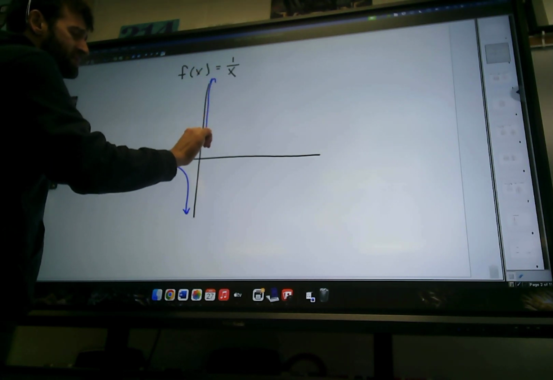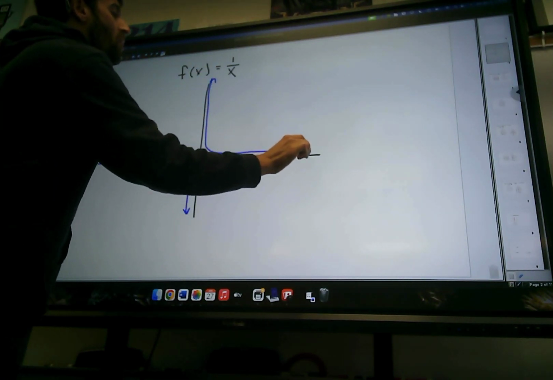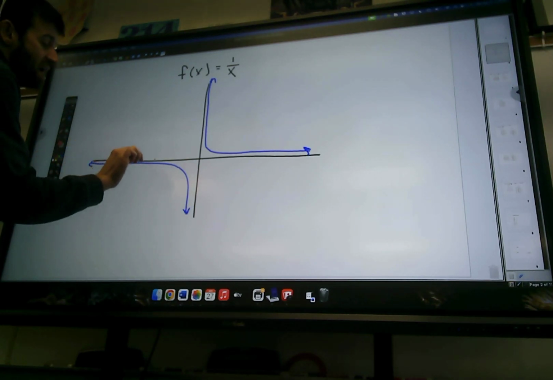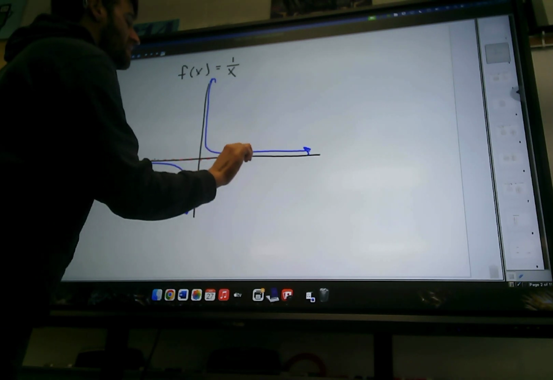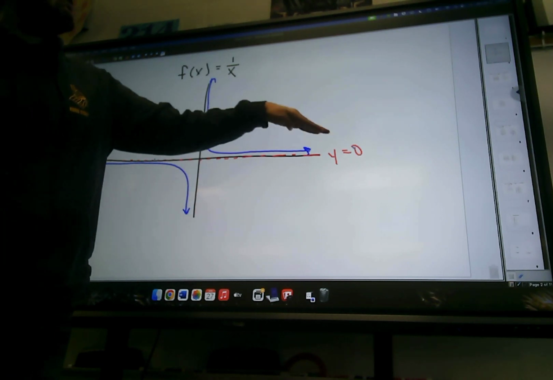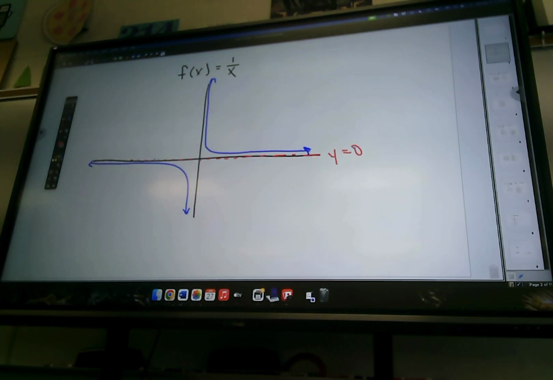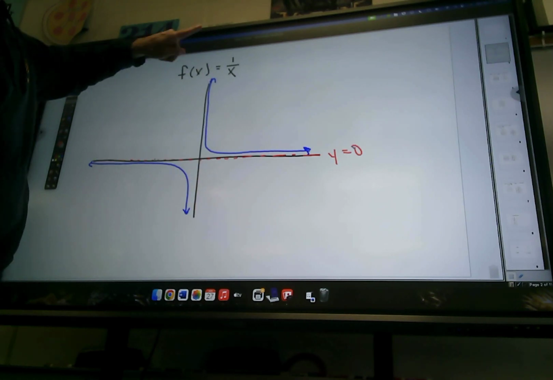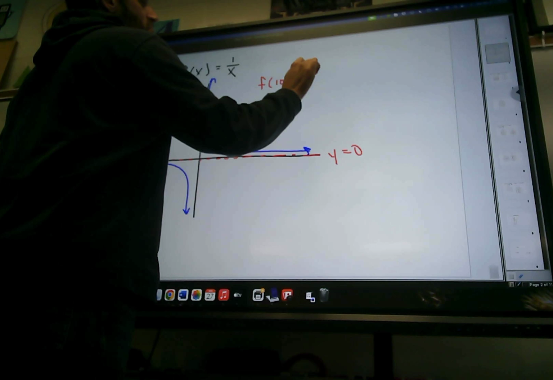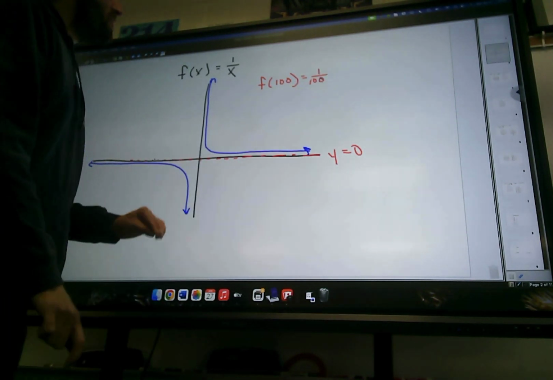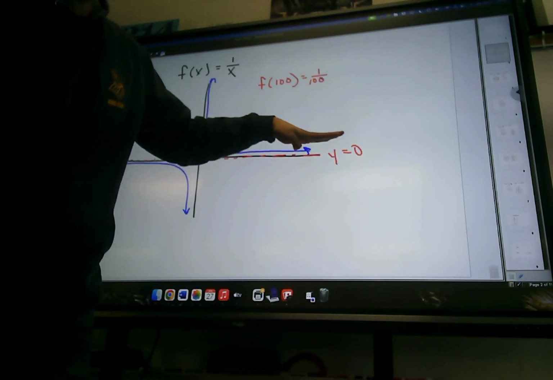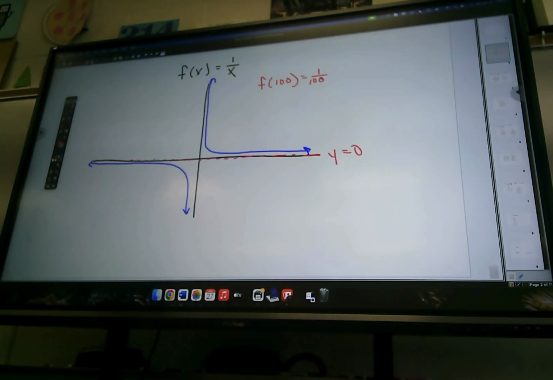Now, different rational functions can have different horizontal asymptotes, but what I can see is there is going to be a horizontal line, and in this case it's y equals 0, where that function is going to approach y equals 0, but it's never going to touch it. So let's take a look when x is 100. F of 100 is going to be 1 over 100. And no matter how big that gets, whether I put 1,000 or 1,000,000 in there, it's going to get closer and closer to y equals 0, but never touch it.